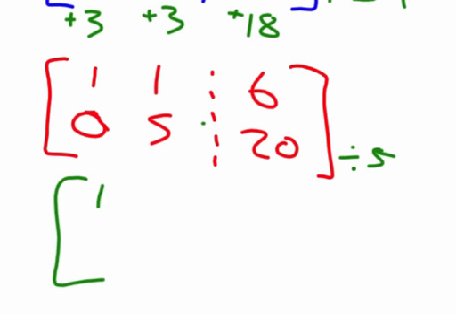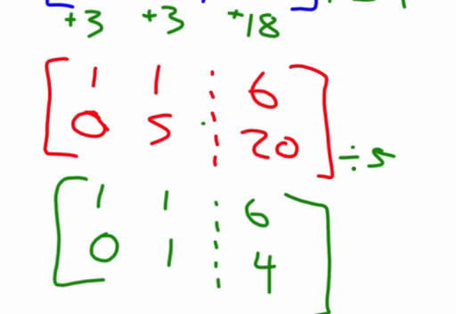So first row stays the same, 1, 1, 6. Second row, 0 divided by 5 is 0. 5 divided by 5 is 1. And 20 divided by 5 is 4. Okay? And then the last thing we need to do is get the 0 on top, right? I need to get a 0 in place of that 1 right there.